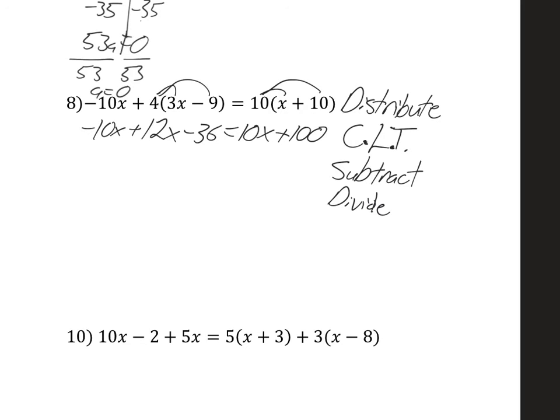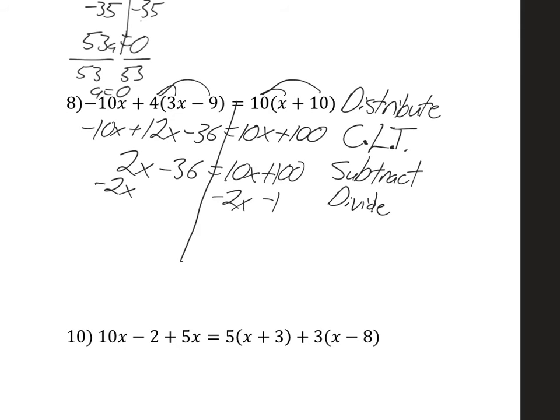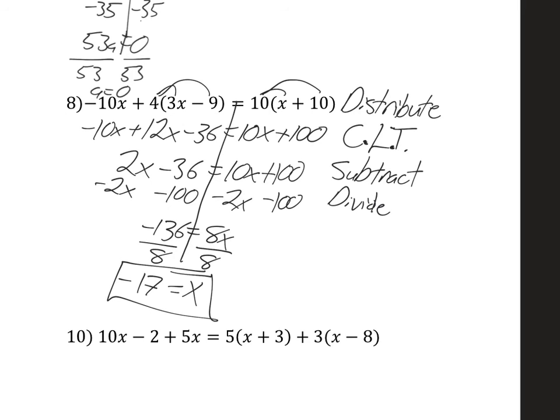Then we combine like terms. So negative 10x plus 12x is 2x minus 36 equals 10x plus 100. Then we're going to subtract. So I'm going to subtract 2x from both sides. Here, let me draw this line. Minus 100, because I want to get x as far away from everything else as I can. So that's going to give me negative 136 equals 8x. Last part, I'm going to divide both sides by 8, so x equals negative 17.